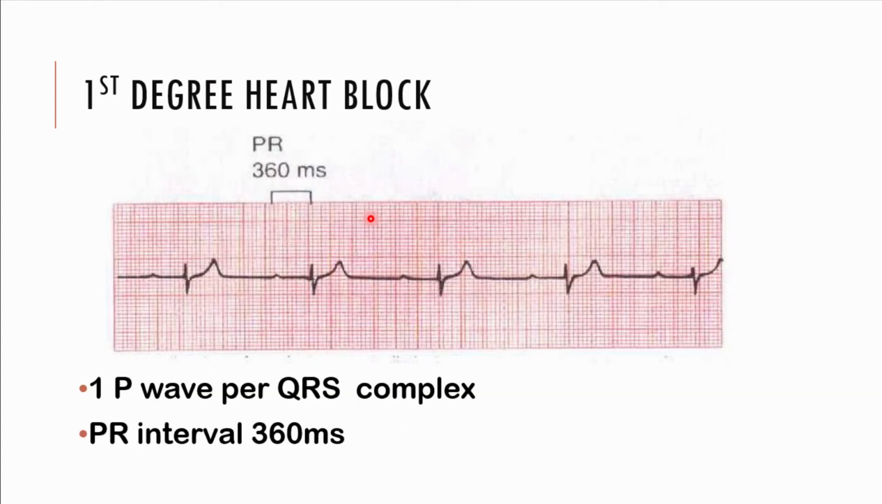And here's another example of a first degree heart block. Notice you have a P wave, a QRS complex, and a T wave, repeating. You may see that the T waves appear a bit taller. The PR interval here was calculated to be 360 milliseconds.